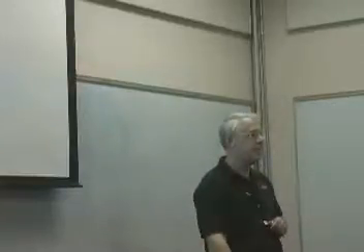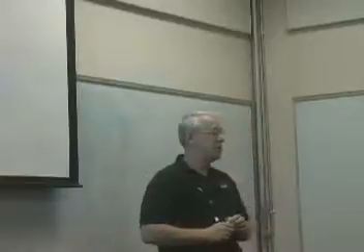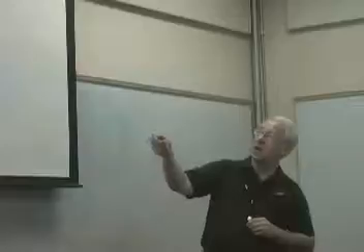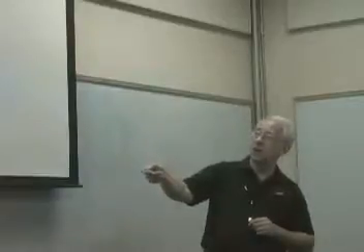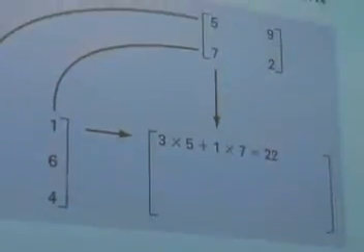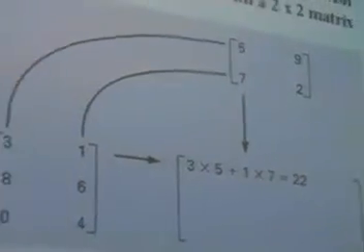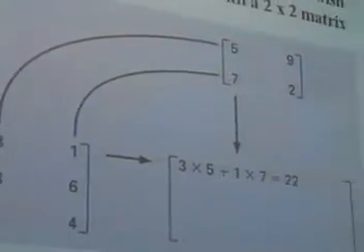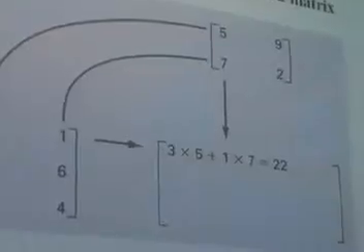Right? Now let's see what happens. So you're going to take 3 times 5 right here, and 1 times 7 added together makes 22. That's the first value setting in here. You're going to do that same process for the second column for each of those terms. So you're going to wind up with a 3 by 2. Right? That's what it looks like.